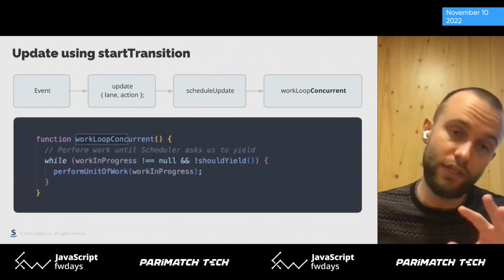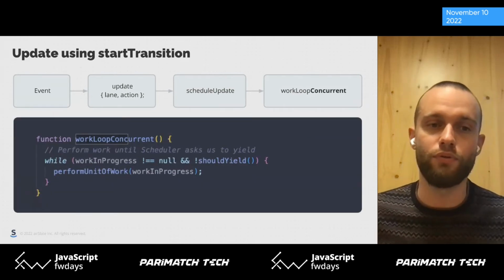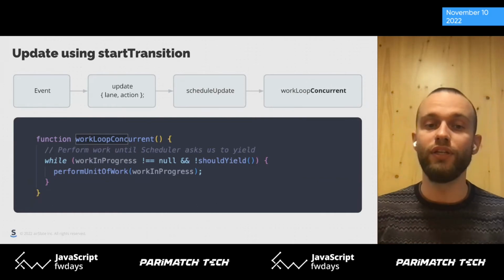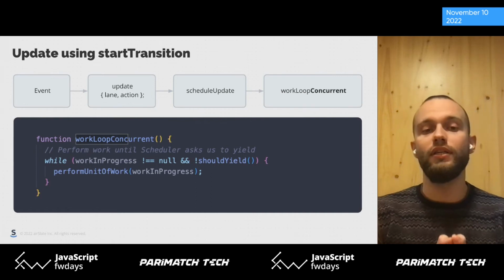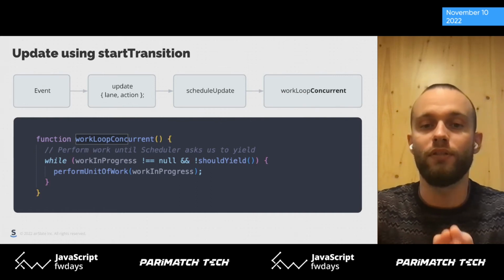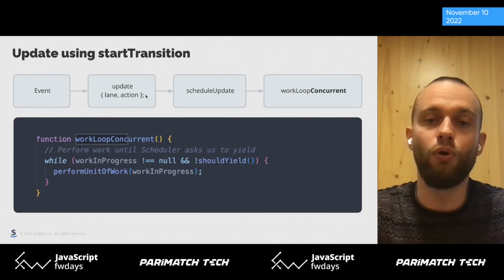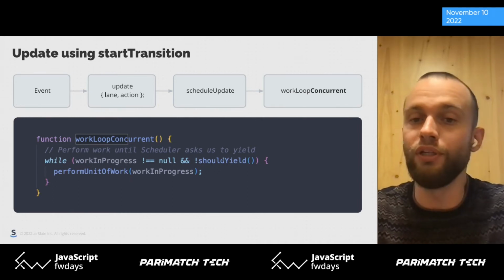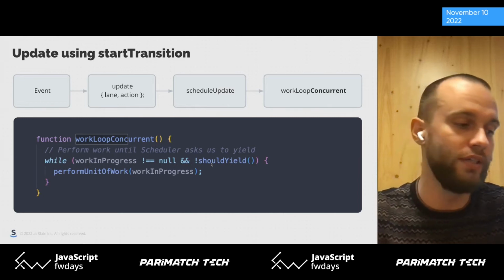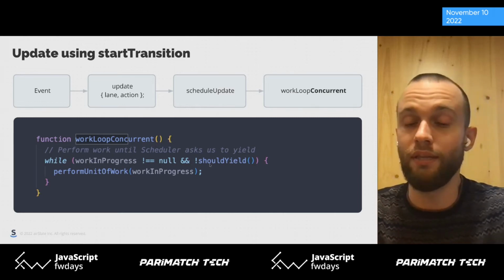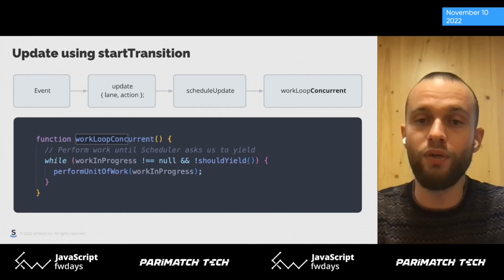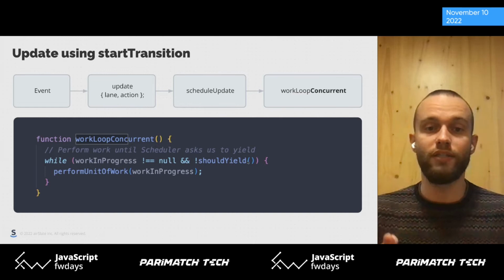WorkLoop concurrent. This code is copy-pasted from the React repository. It performs work until the scheduler asks us to yield. So now you can see if we have a work in progress fiber, we perform unit of work, but we also check whether we should yield. And you remember this interesting function, isInputPending. By the way, the isInputPending API is used inside this function. So now we can pause our work or cancel.